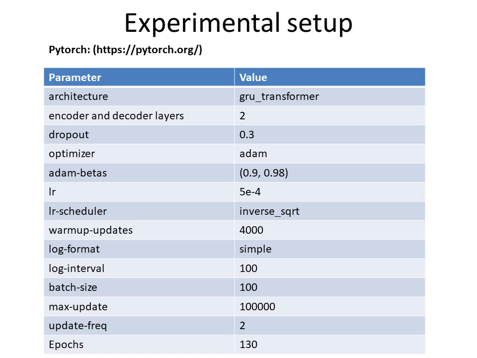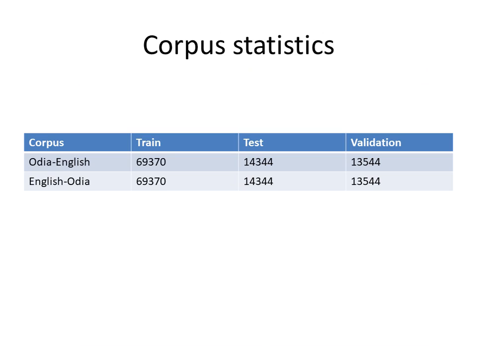In this work, we use PyTorch, an open source machine learning framework. Some of the parameter values from our experimental setup are: GRU transformer architecture, number of encoder and decoder layers is 2, Adam optimizer, learning rate is 5 into 10 raised to the power minus 4, then batch size is 100 and number of epochs is, for our convenience, 130.